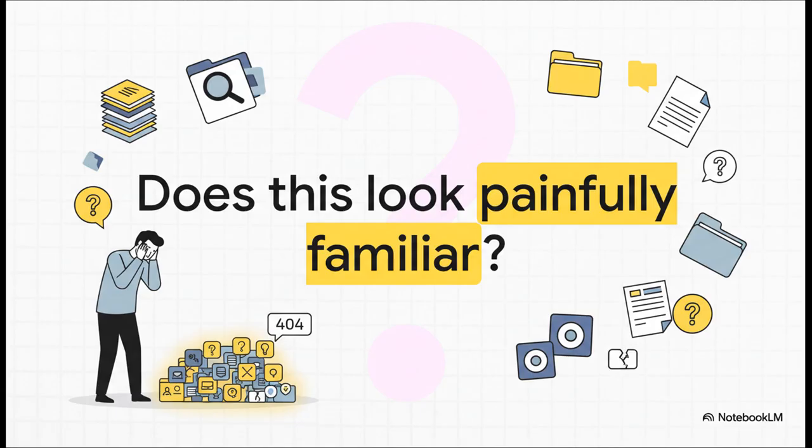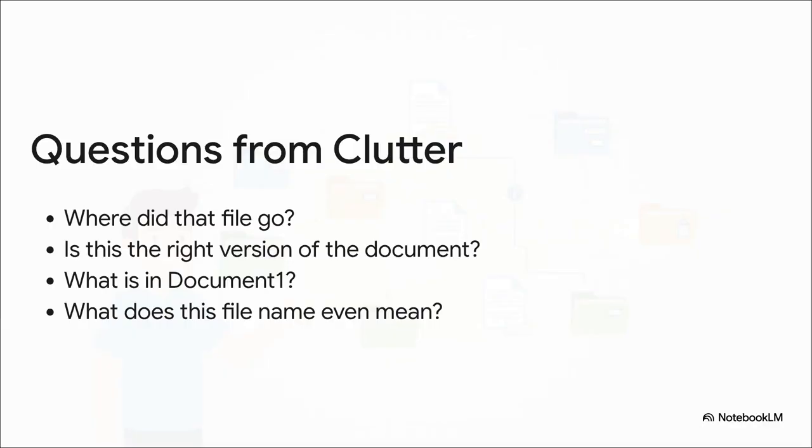When you just know the file you need is somewhere in there, but you have absolutely no idea where to even begin looking. It's the worst. Where did that file go? Wait, is this the right version? What on earth is in document 1? And of course, the classic, what does final_v2_use this one.docx even mean? I mean, come on, these questions are basically the anthem of lost productivity.